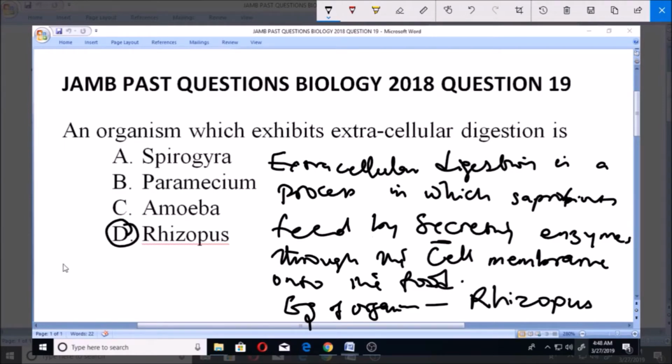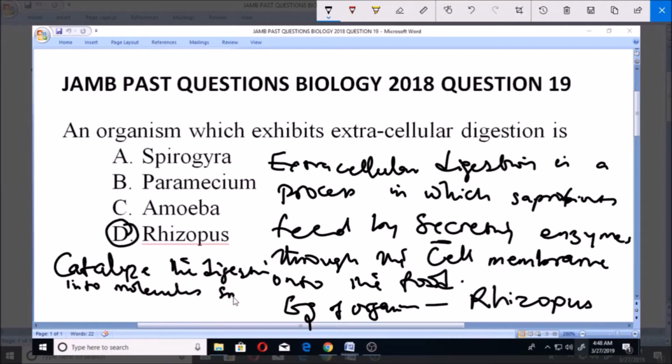So when you secrete these enzymes onto the food through the cell membrane, what does the enzyme do? It will catalyze the digestion. That's what it will do. It will catalyze the digestion of the food, you understand, into very small molecules, molecules small enough to undergo diffusion or passive diffusion or transport into the organism. So small enough to diffuse, that's what you are supposed to put there.